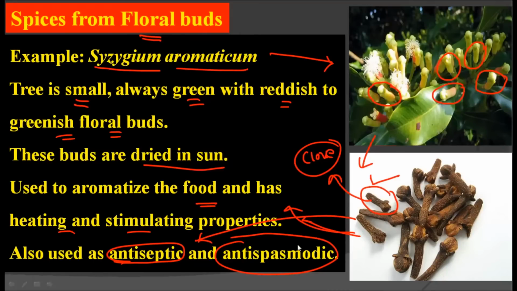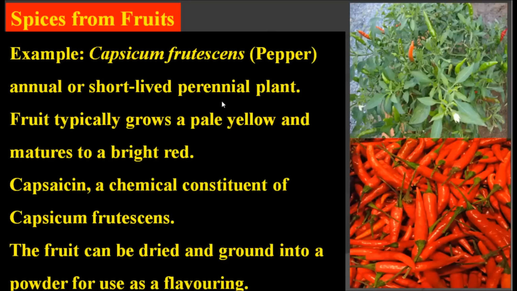So the example for the spices from the floral bud is Syzygium aromaticum, whose floral buds are dried in the sun and used to spice up the foods. Alright. So the next plant we have here is a spice from fruits.